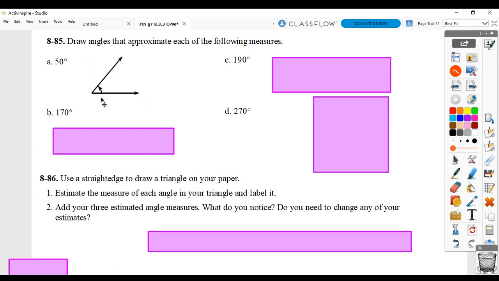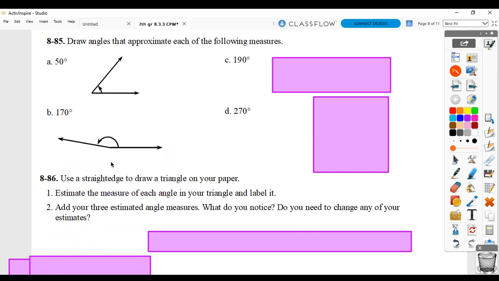So again, it's going to be hard for me to check unless I take a look at yours, but make sure you've used a ruler and/or a straight edge, and make sure that you've measured it so that it's done correctly. For B, 170 degrees should look something like this.